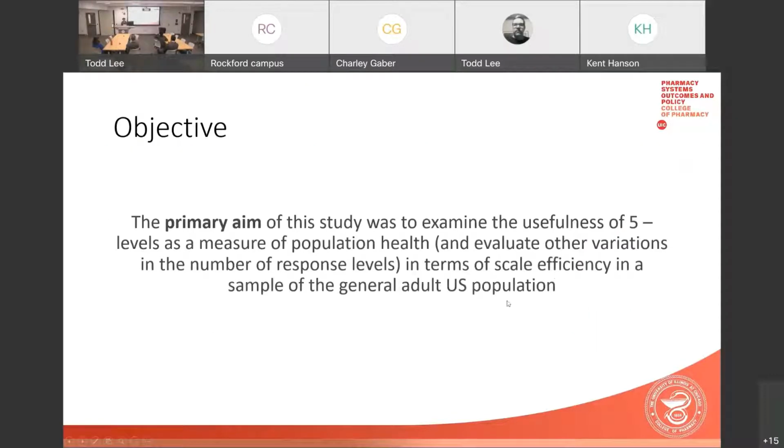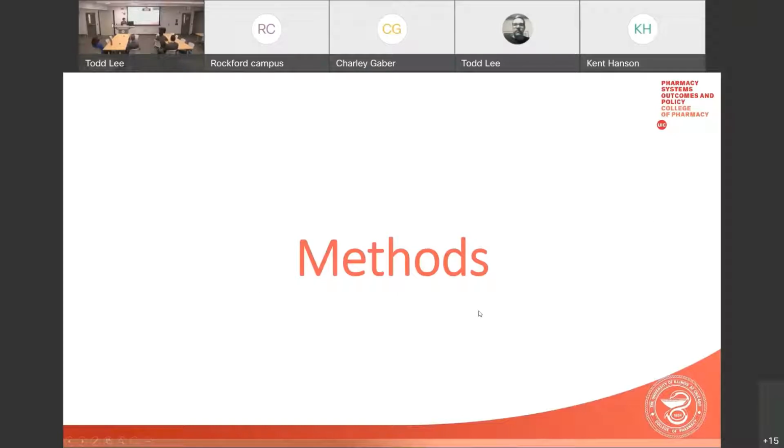the primary aim of this study then was to examine the usefulness of 5 levels of response of the EQ5D in measuring population health, especially in terms of scale efficiency. And again, this was done in a general adult U.S. population. And then we also evaluated other variations in the number of the response levels. So beyond just 5 levels, you'll see what other variations in these numbers that we came up with. So I'll talk a bit more about what that means by scale efficiency in a few moments here.